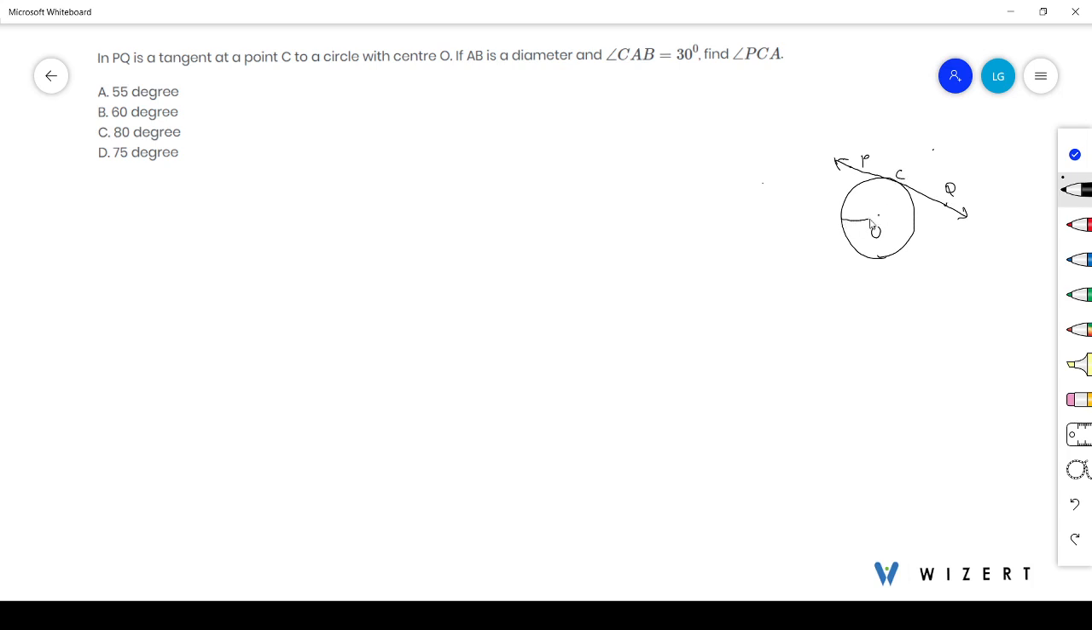Here also we have given that AB is a diameter. Join OC, AC and BC here. Here angle in semicircle is a right angled triangle.